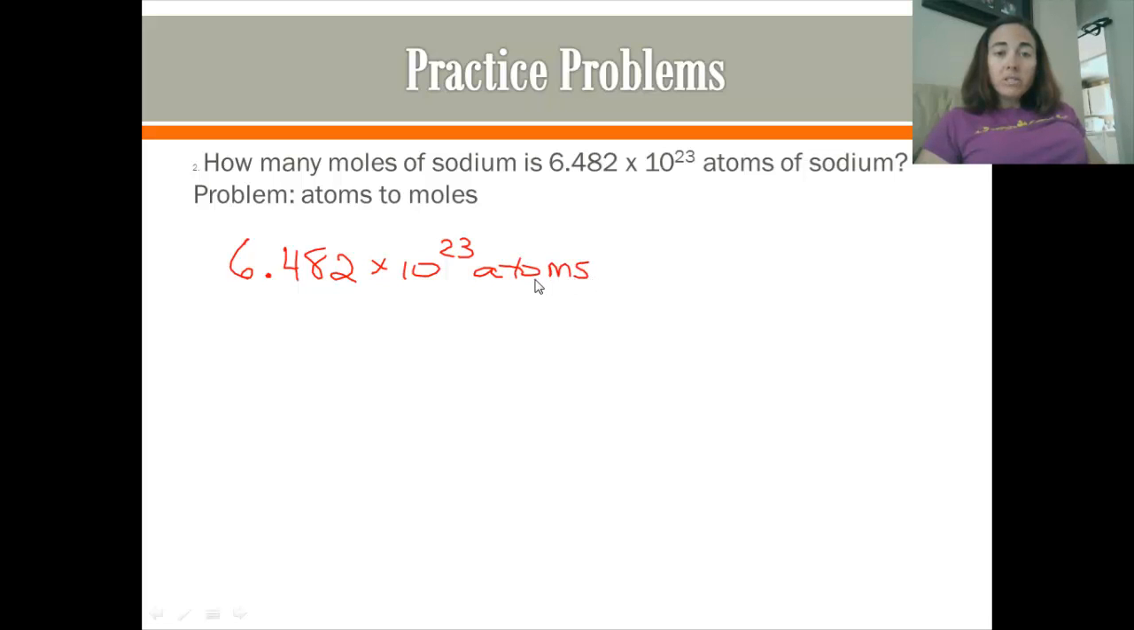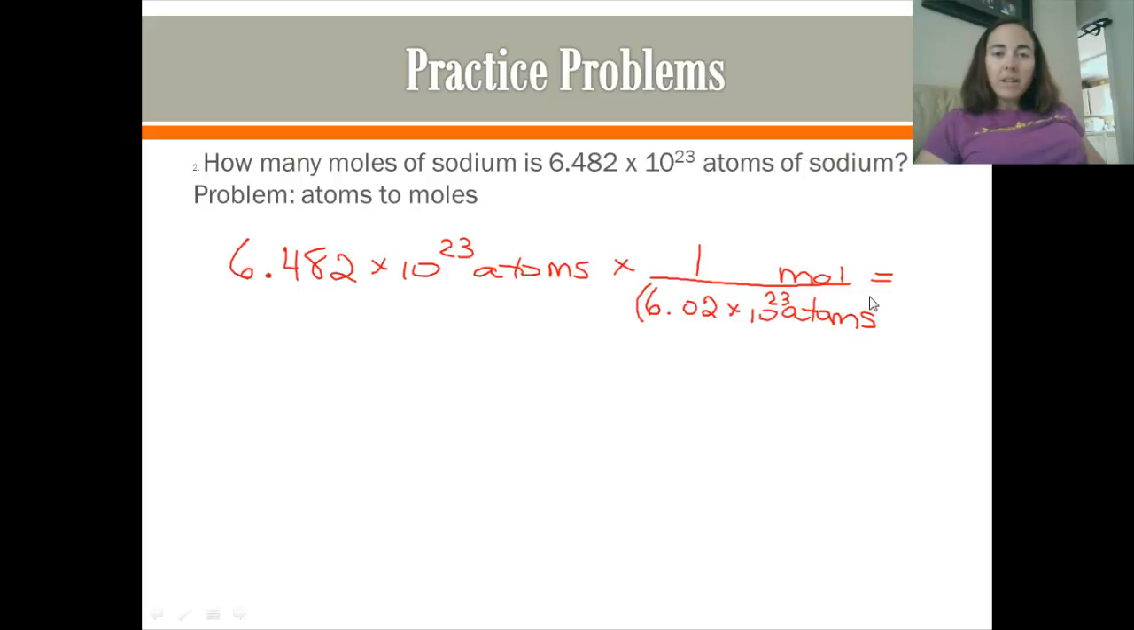Now once I write the given, 6.482 times 10 to the 23rd, set up space for a conversion factor to go. I know that atoms has to cancel out, so I'm going to put atoms on the bottom, and I'm going to put moles on top. Now you figure out how moles and atoms are related. It's that new conversion factor again. 1 mole is 6.02 times 10 to the 23rd atoms.